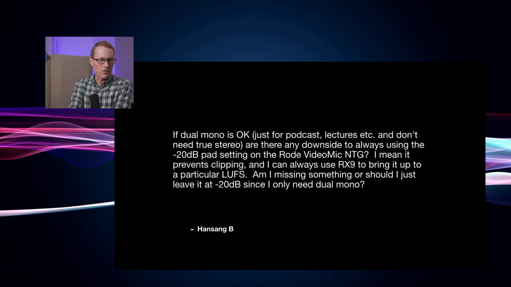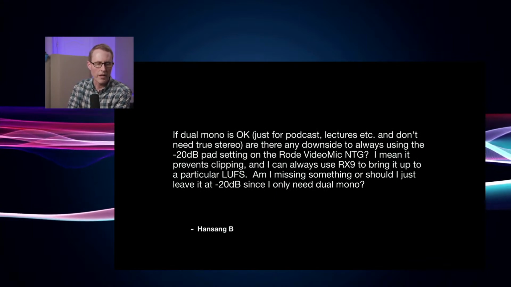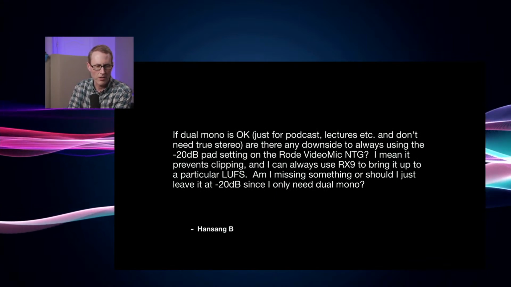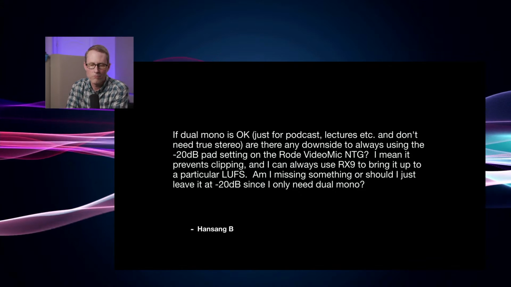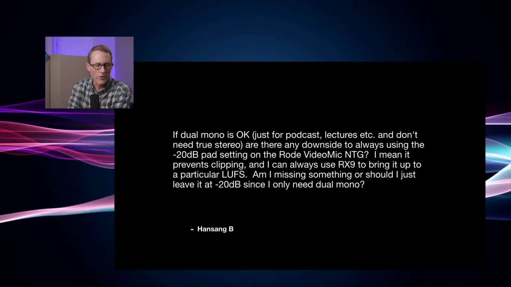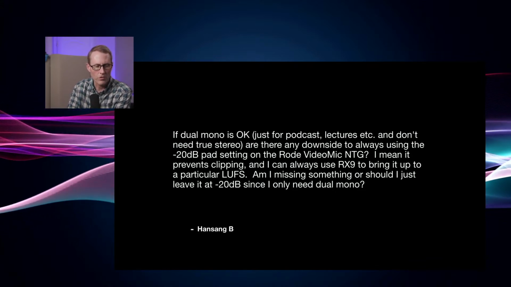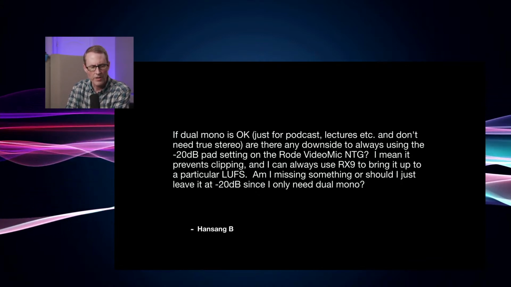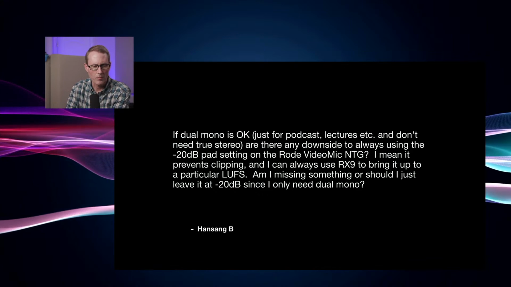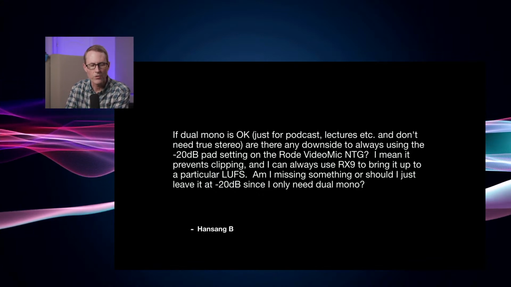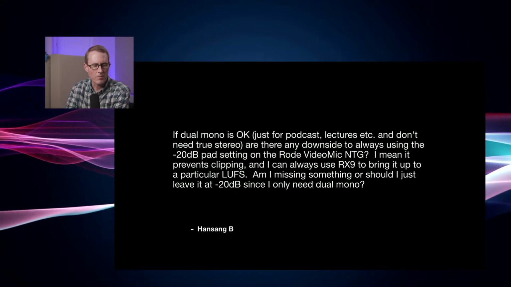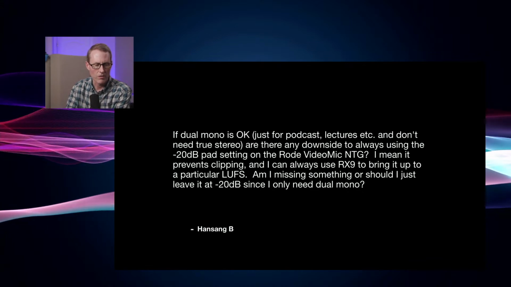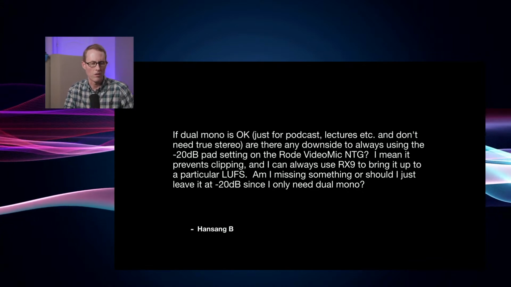All right, next is, if dual mono is okay just for a podcast, lectures, etc., and don't need true stereo, which generally you don't for spoken word, are there any downsides to always using the -20 dB pad setting on the Rode VideoMic NTG? I mean, it prevents clipping, and I can always use RX9 to bring it up to a particular loudness unit's full scale level. Am I missing something, or should I just leave it at -20 dB since I only need dual mono?